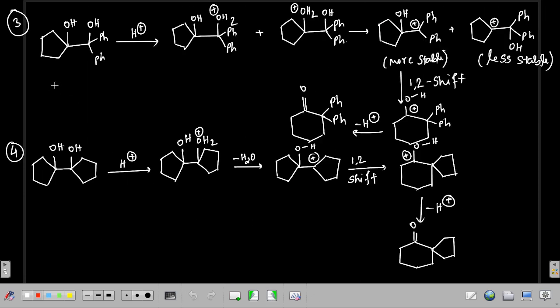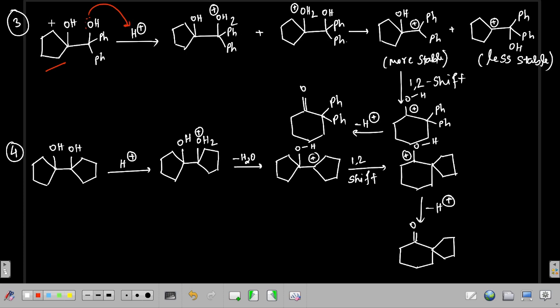This is the third example. Now we have a cyclic group, cyclopentane, a cyclic system. So in presence of H plus, it will abstract the proton, and it leads to the formation of H2O.